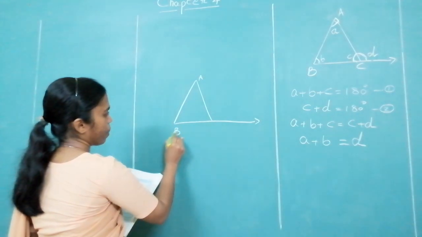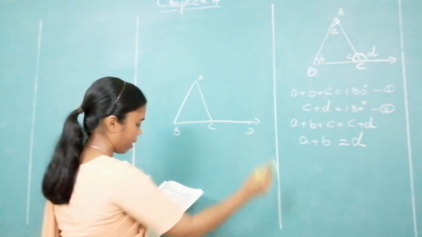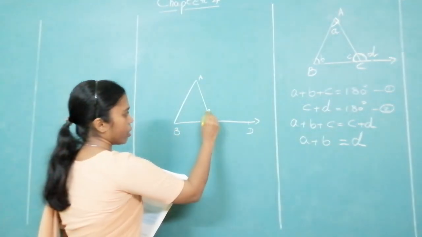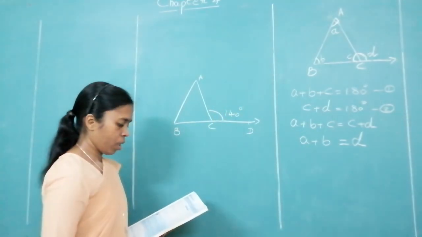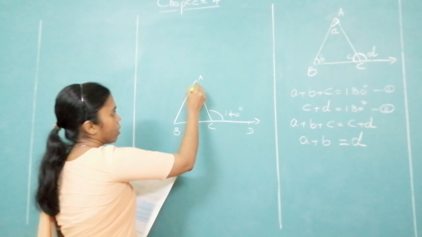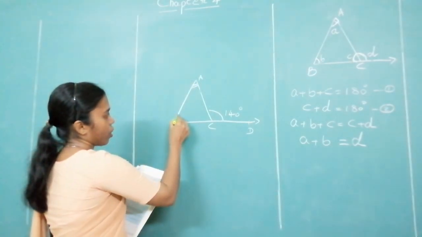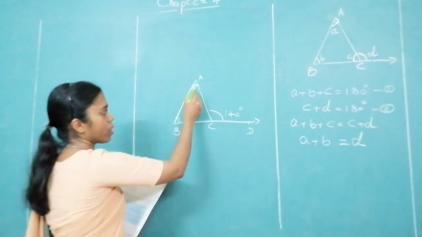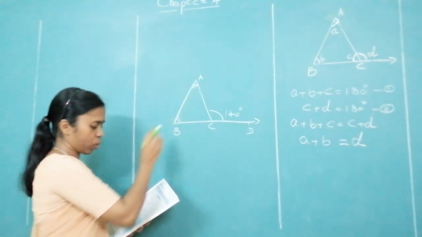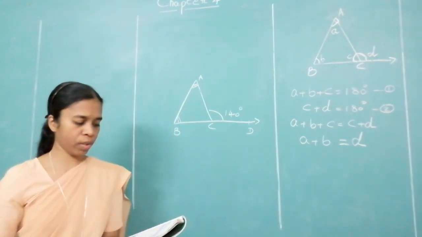Triangle ABC and this is D. You are given this is equal to 140 degrees. Now, this is marked like this over there. What is the meaning of this marking? That is, these angles are congruent. So whatever is this angle, that is the same as this also. Now read the question.